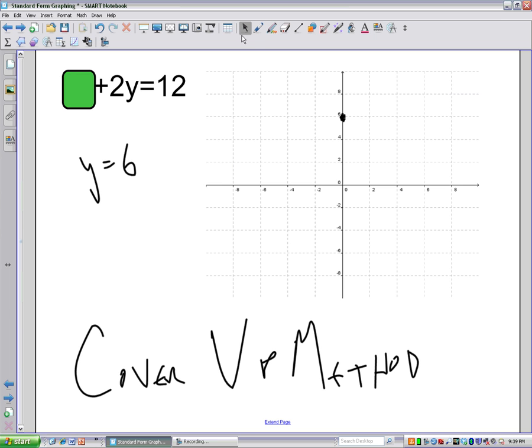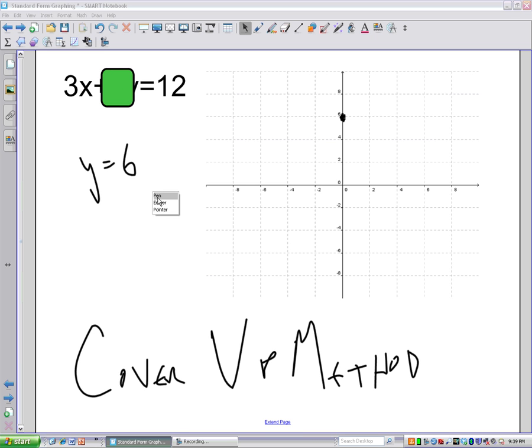And then I do the cover-up method, and I want to find the x-intercept. So in order to find the x-intercept, I make y 0. 2 times 0 is 0, so this is gone. And so I've got 3x equals 12, and if 3x is equal to 12, that means x has to equal 4. And so I've got my x-intercept of 4.